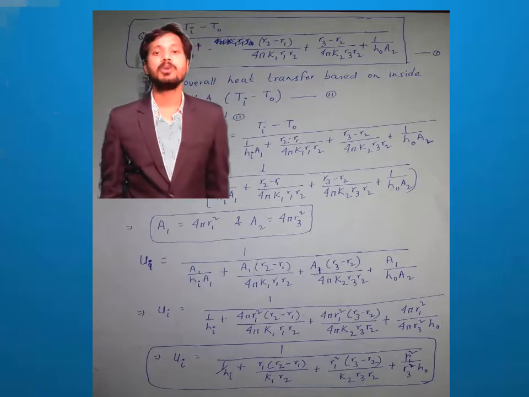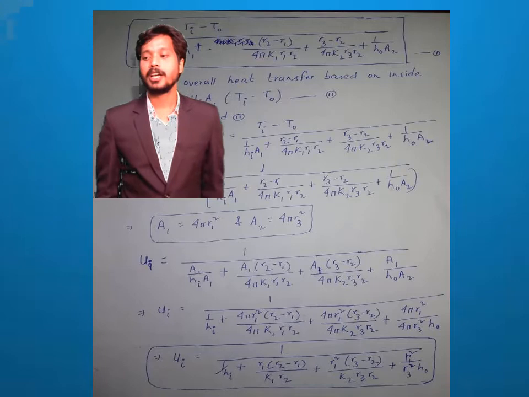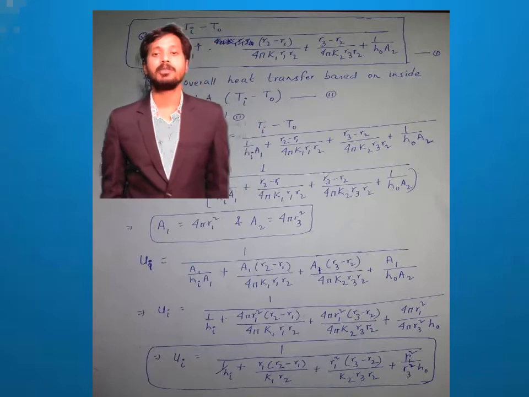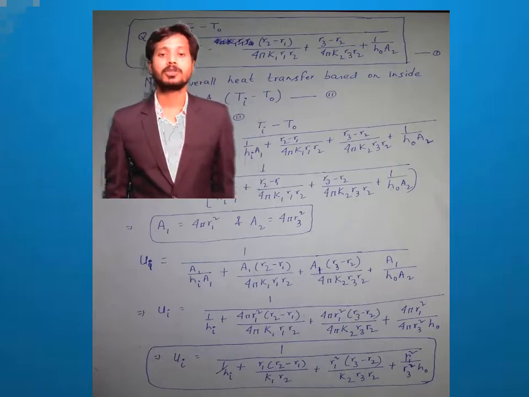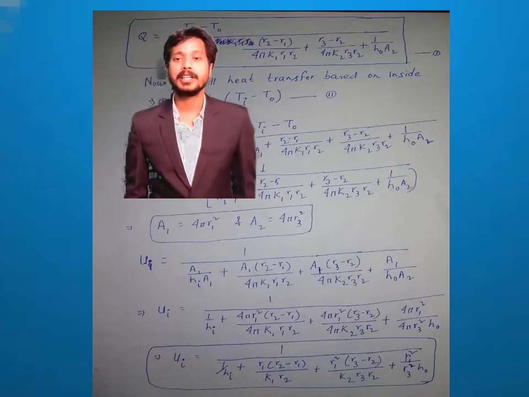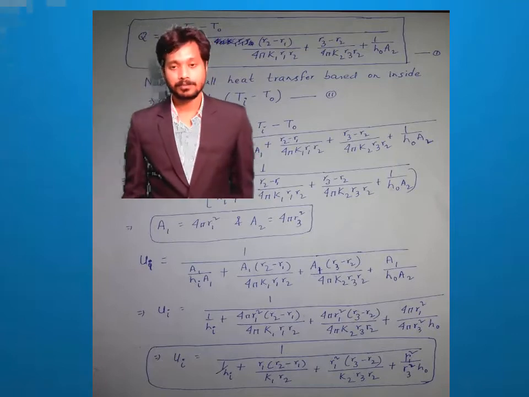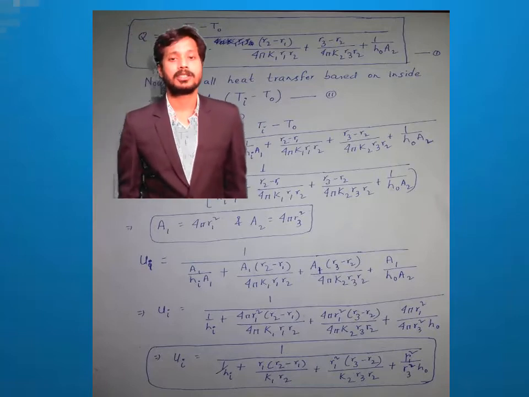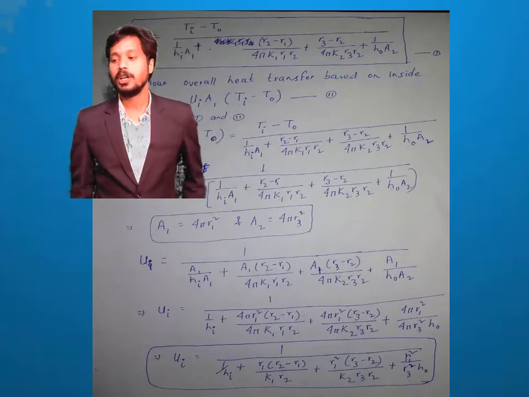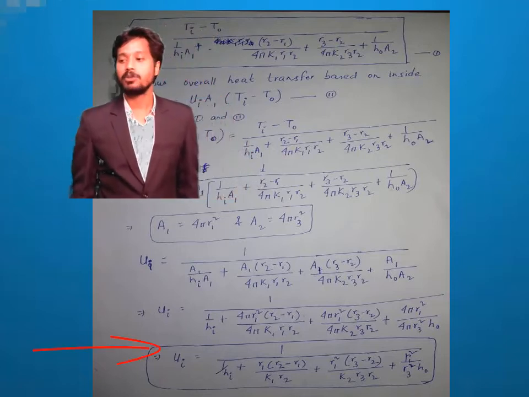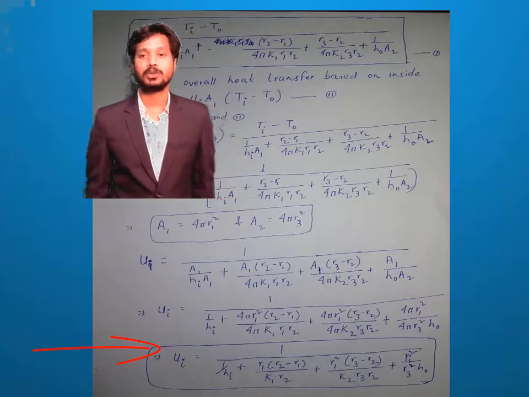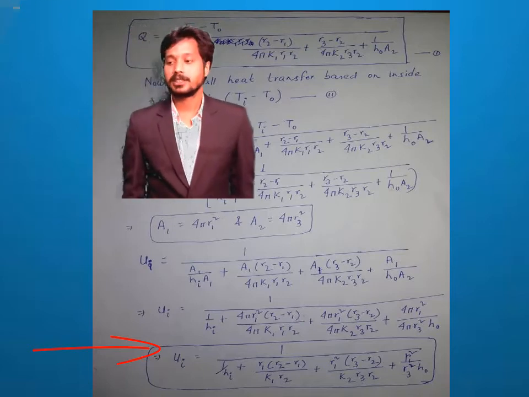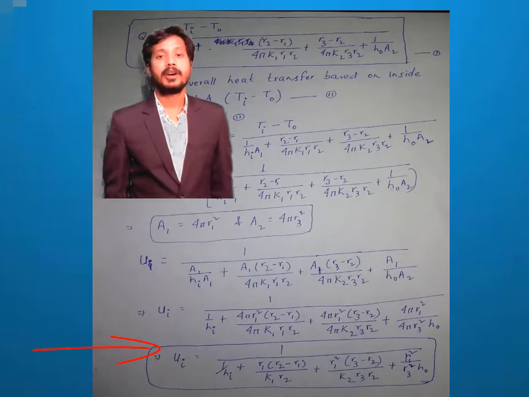So finally we get Ui equals 1 by Hi plus 4 pi r1 square into R2 minus R1 by 4 pi K1 R1 R2 plus 4 pi r1 square into R3 minus R2 by 4 pi K2 R3 R2 plus 4 pi r1 square by 4 pi r3 square H naught. So finally we get Ui equals 1 by Hi plus r1 into r2 minus r1 by K1 r2 plus r1 square into r3 minus r2 by K2 r3 r2 plus r1 square by r3 square into H naught.